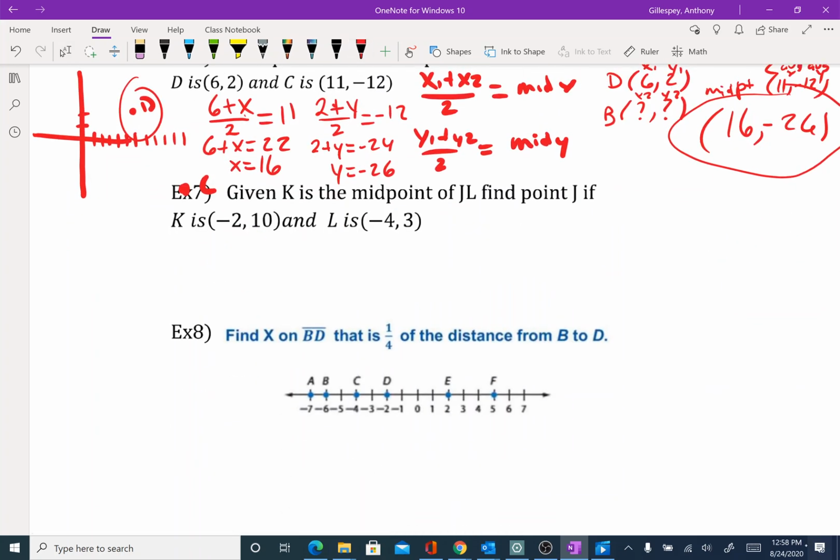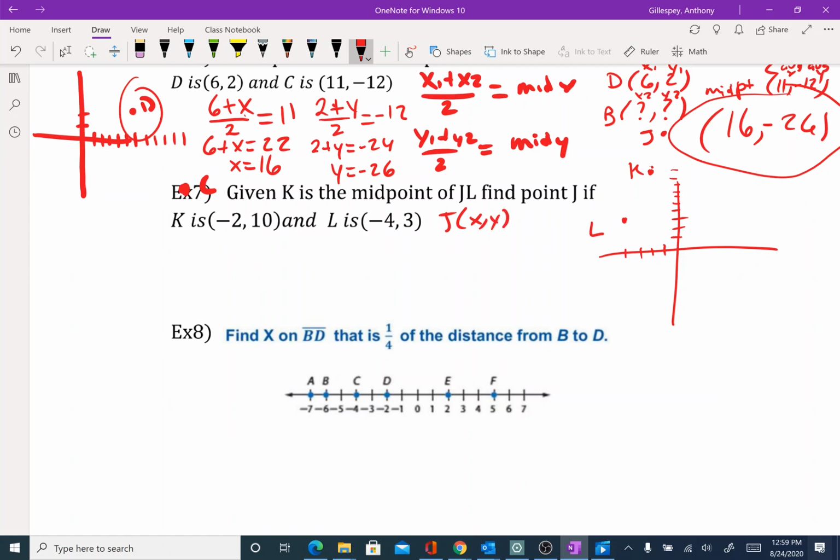All right, next problem. Given K is the midpoint of JL, okay, so I know, right? K is the midpoint of JL. So L is at negative 4, 3. That's where L is, right? K is at negative 2, 10. So that's where K is. Right? That's K. Find J if K is the midpoint of that. Okay, so you know J is up here somewhere, right? Somewhere up there is J, and I don't know where it is. Right? So where is J? I don't know. It's at some point x comma y, right?